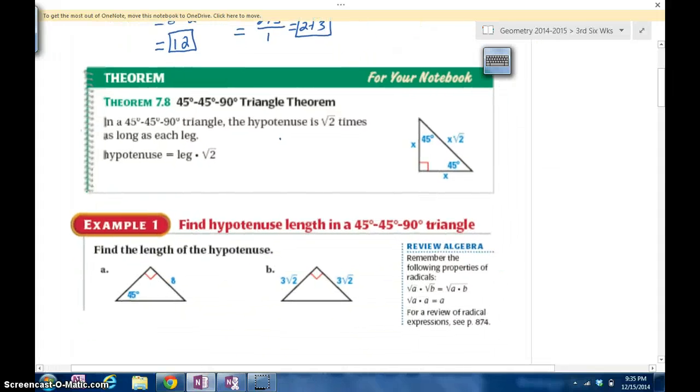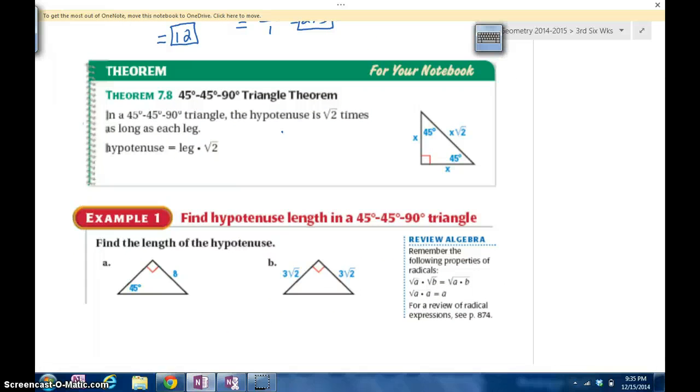Alright, so here's our theorem of the 45, 45, 90 triangle. It's basically two equal side lengths, and the hypotenuse is the measurement of the leg times the square root of 2, as you can see there.